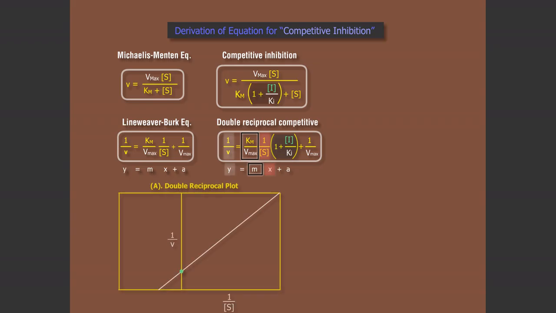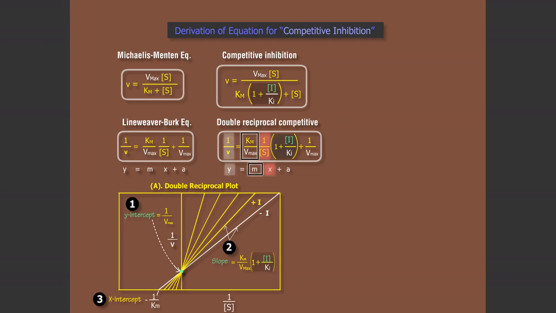Therefore, in a double reciprocal plot of 1 over V versus 1 over S, the slope m changes in the presence of a competitive inhibitor, whereas the intercept a does not. As the concentration of the competitive inhibitor increases, the slope becomes steeper. Thus, competitive inhibition can be identified from the 1 over V versus 1 over S plot by comparing data collected with and without an inhibitor.